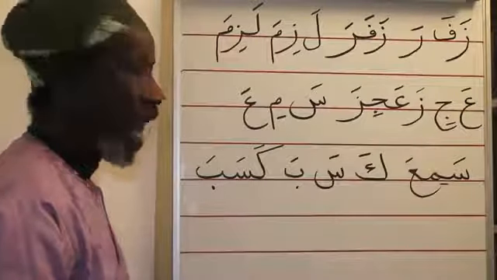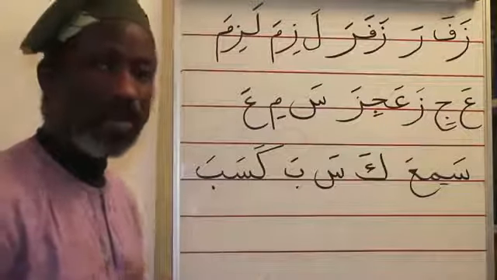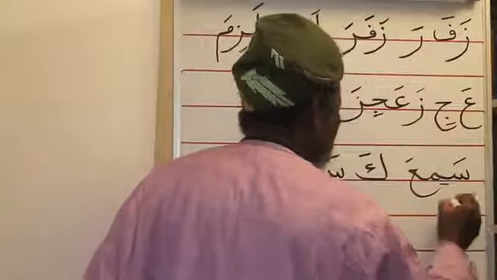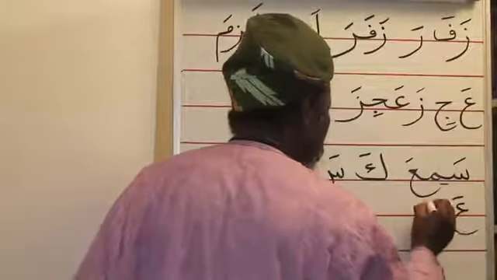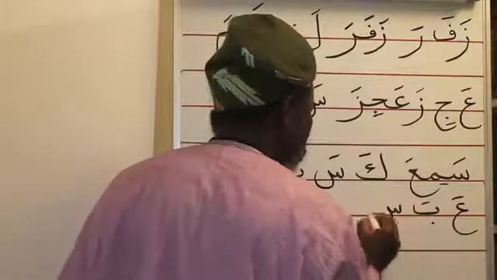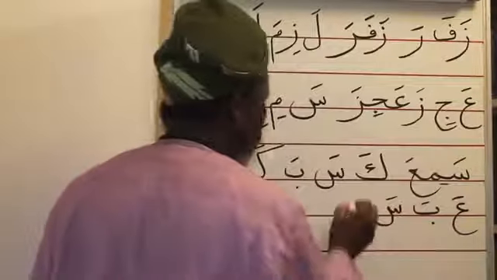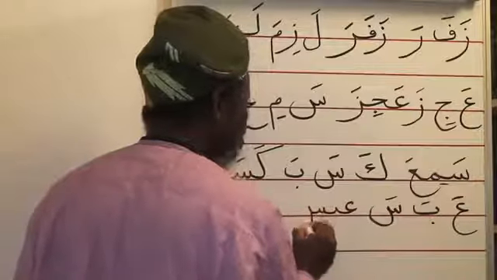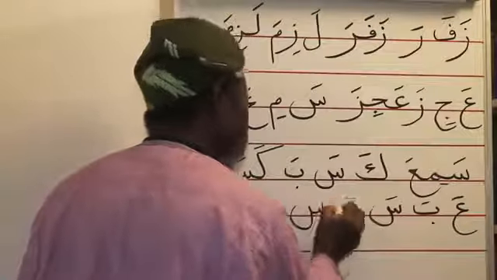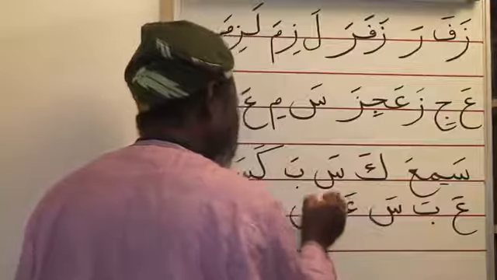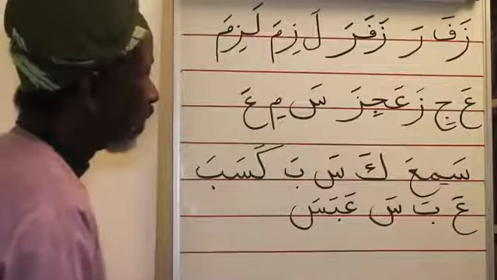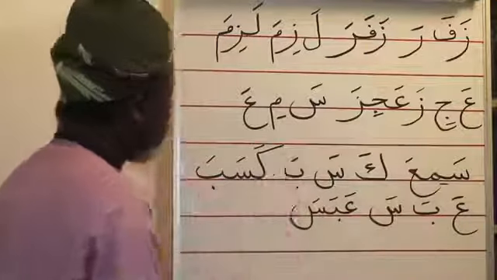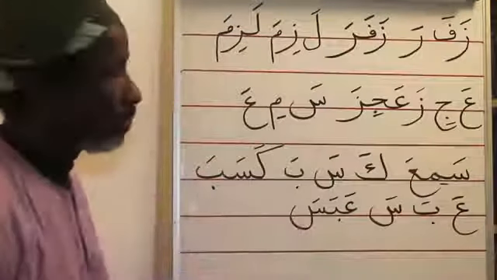Sin in the end will be abasa. A, ba, sa. Abasa. So sin, beginning, sin, middle, sin, the end.